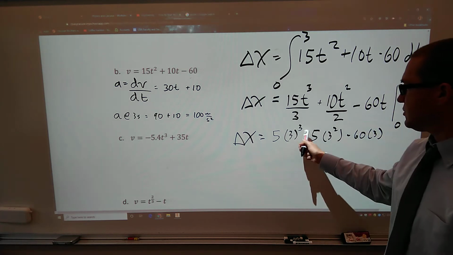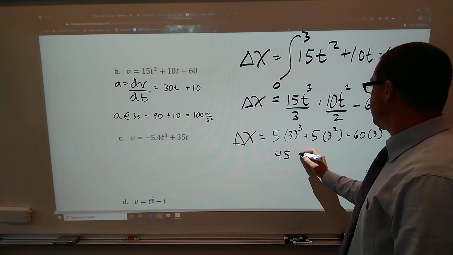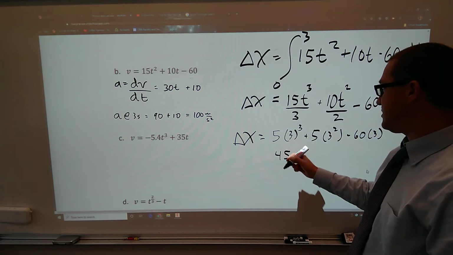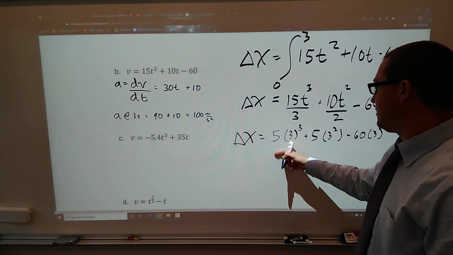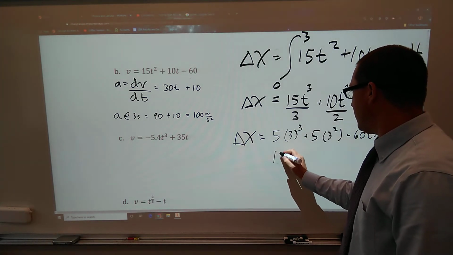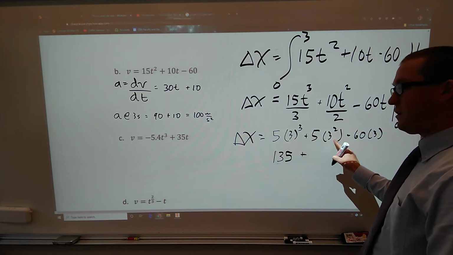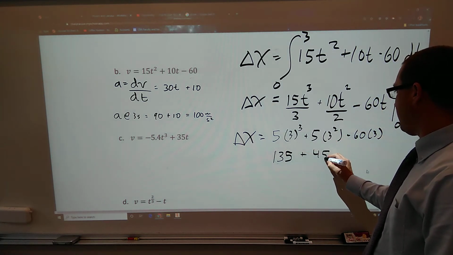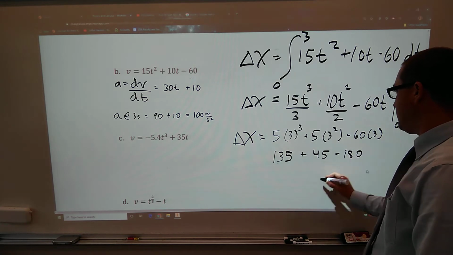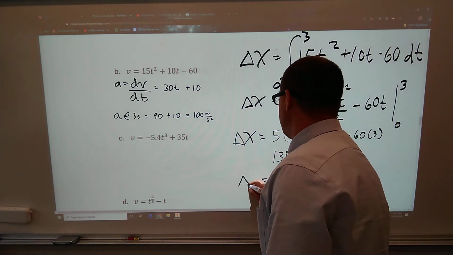All right, so 3 cubed is 27. Times 5 is 135. Plus 5 times 9, 45. Minus 180. And it turns out to be 0 meters, the displacement.